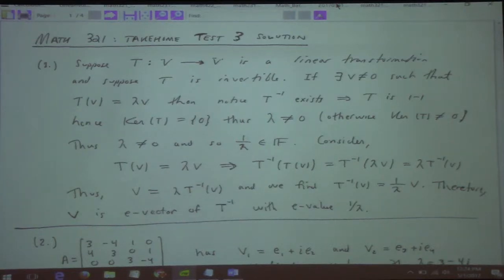Now, once we have that, I just take the eigenvector equation and apply T inverse on both sides. That gives me T inverse of T of v is equal to T inverse of lambda v, but T inverse is linear, so I can pull the lambda out, and that gives me v is equal to lambda T inverse v. But then, again, lambda is not 0, so I can divide by it. And so I get T inverse v is 1 over lambda v, which shows that v is, in fact, an eigenvector for the inverse of T with eigenvalue 1 over lambda. So there's that.